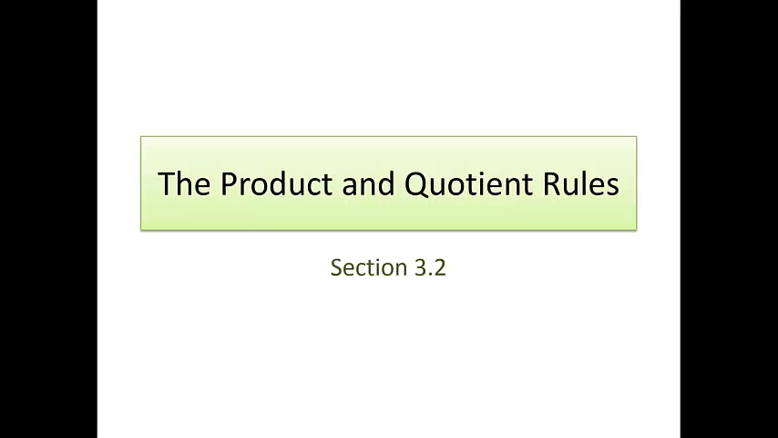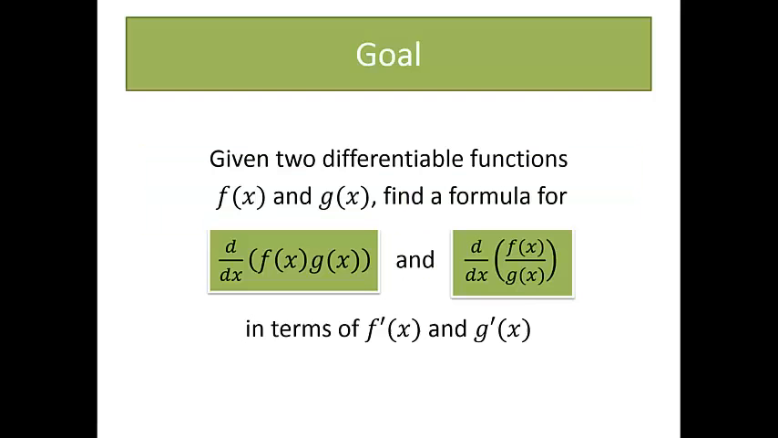We are currently learning rules which will allow us to compute derivatives quickly without having to use the formal definition. In section 3.2, we will learn what are called the product and quotient rules. Our goal, given two differentiable functions, f of x and g of x, is to find a formula for the derivative of their product, f times g, and their quotient, f divided by g, in terms of the derivatives of f and g, f prime and g prime. We will start by focusing on products.